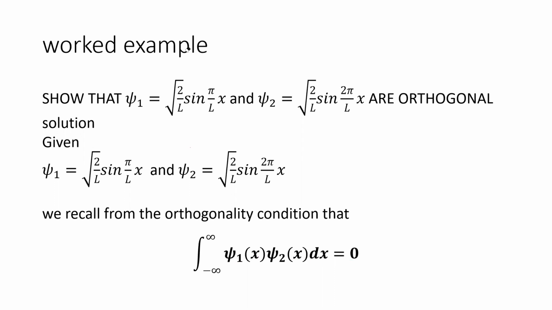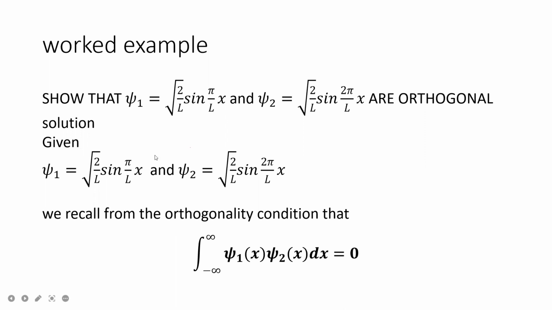Now, the next thing, we first of all identify our wave functions. We've been given the wave function psi 1 equals square root of 2 over L sine pi over L x, and psi 2 equals square root of 2 over L sine 2 pi over L x. Now, we recall from our orthogonality condition that the integral from minus infinity to infinity of psi 1 of x, psi 2 of x dx must equal 0. Now, for this question, our limit will simply be the length of the well.